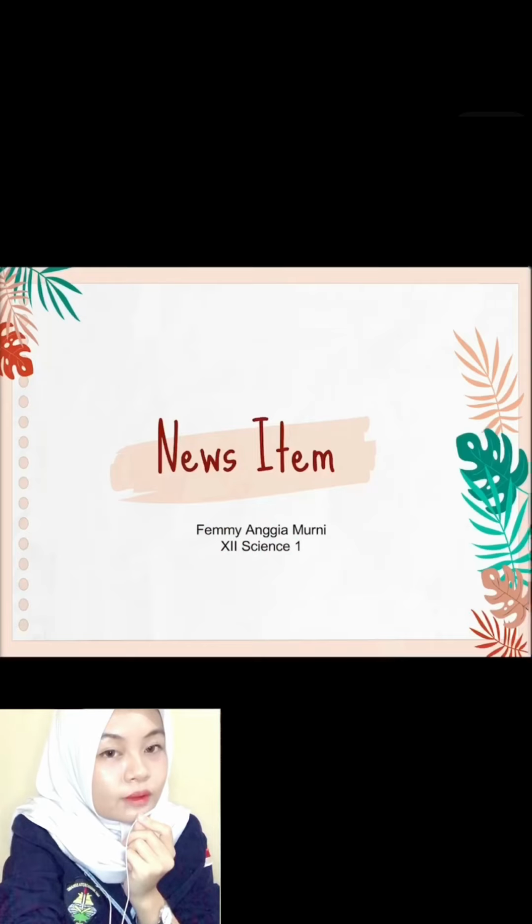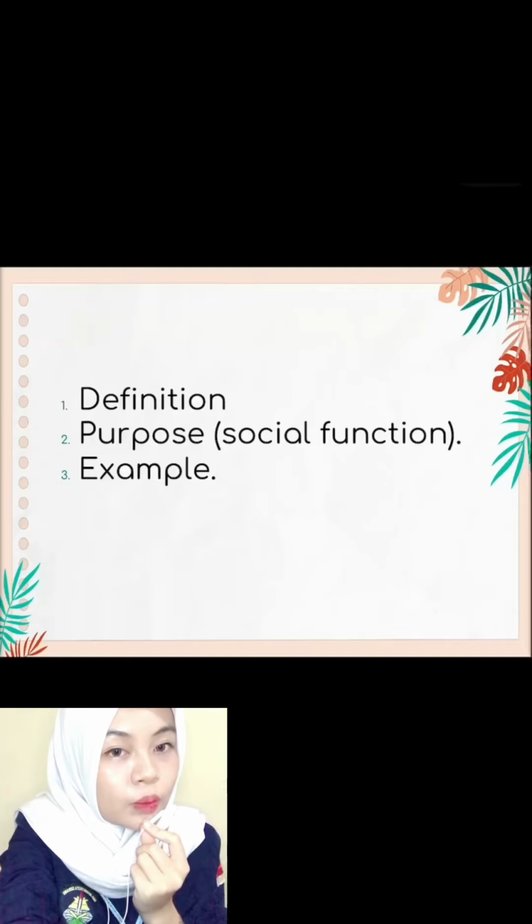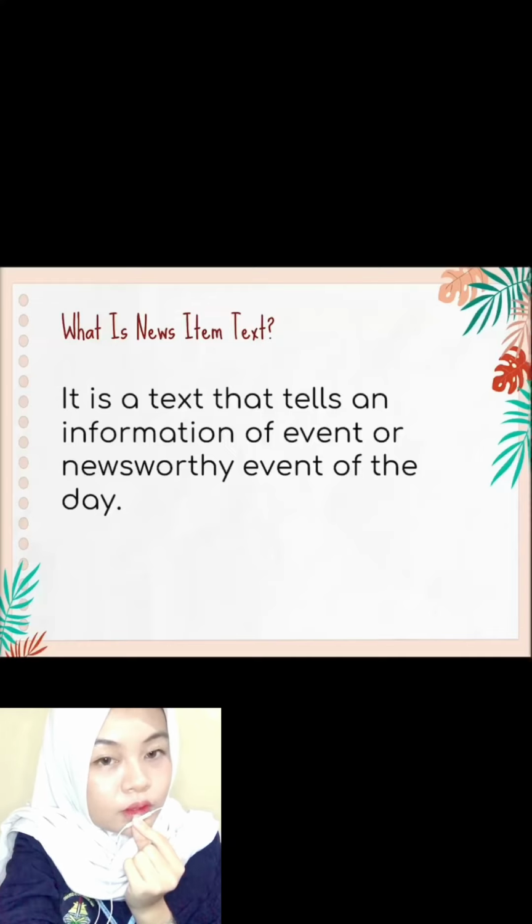The last material is about news item text. There are 3 things that we are going to learn. Number 1 is definition. Number 2 is purpose or social function. And the last one, number 3, is example of news item text. Okay, we will start from the first one, the definition. What is news item text? It is a text that tells information of an event or newsworthy event of the day.